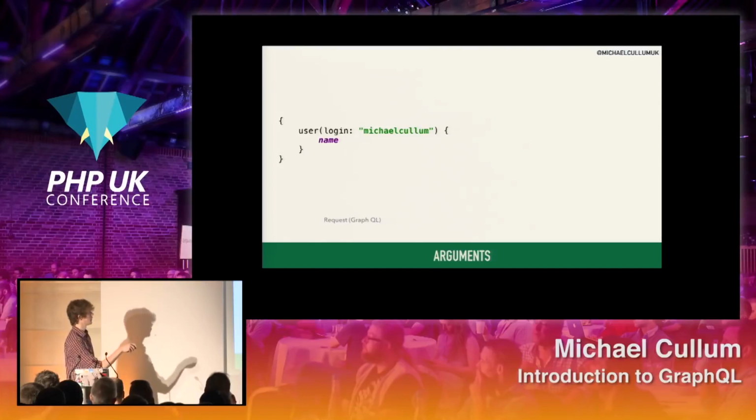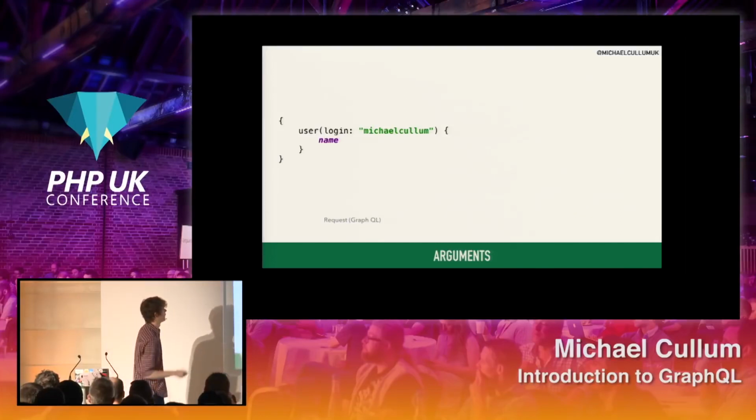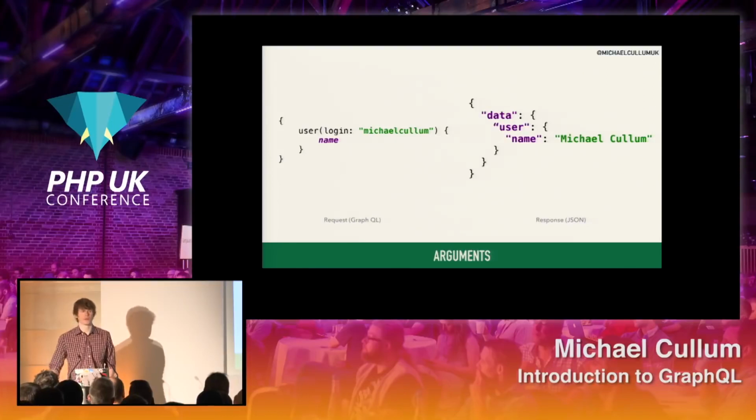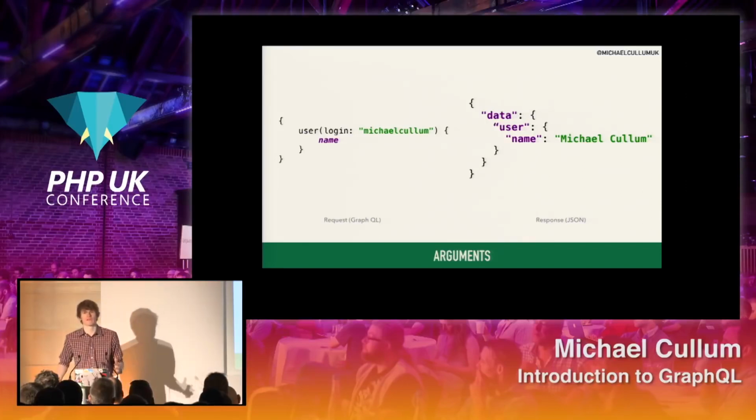So I'm saying login, that's the variable name, that's the key. And then I'm saying that the value of that equals Michael Cullum, and then I want to look at the name for that. And then I get back exactly the same thing that we were looking at earlier. This means I can look at all of the users. I can say I actually just care about this one, because generally I don't want to get every single user on GitHub. I want to get this one user, and I want to specify which user.